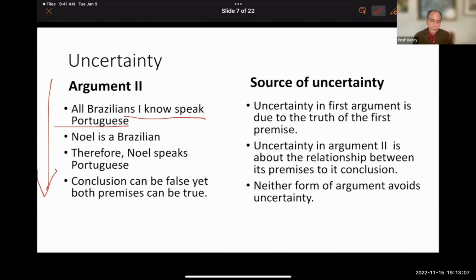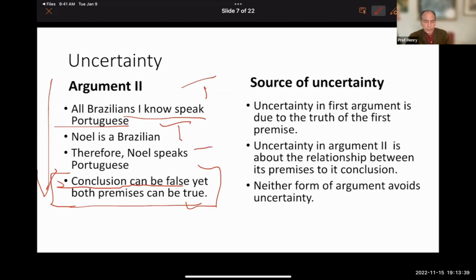Now, however, in this case, the conclusion could be false, yet both premises are true. How could that be? Do you buy this? Do you accept this? This premise is true. This premise is true. But is it possible that this is false?